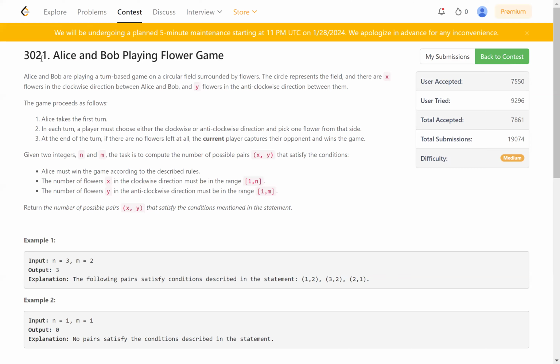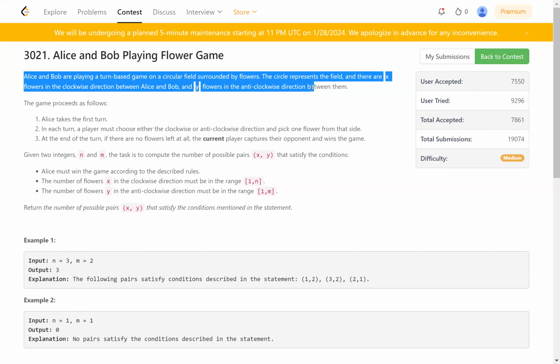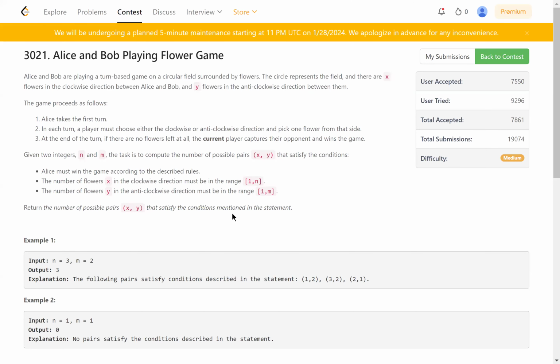In the C problem, first of all, the name is Alice and Bob playing flower game. In the problem, we have been given that Alice and Bob are playing a turn-based game on a circular field surrounded by flowers. The circle represents the field and there are x flowers in the clockwise direction and y flowers in the anti-clockwise direction.